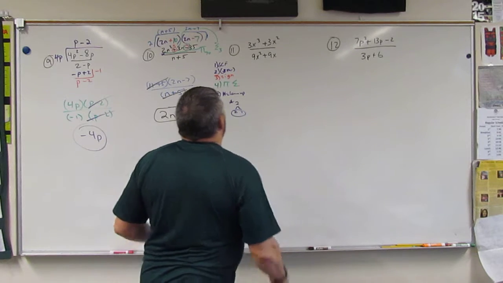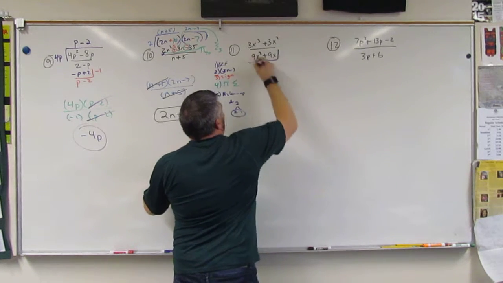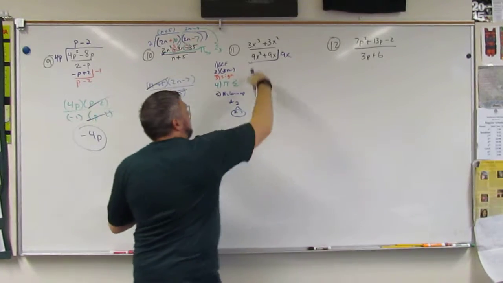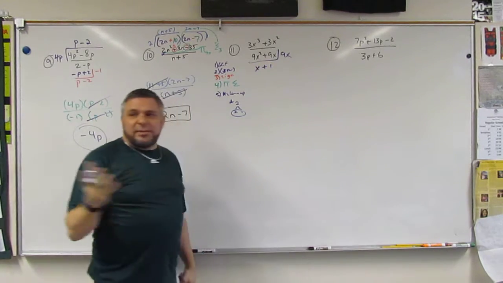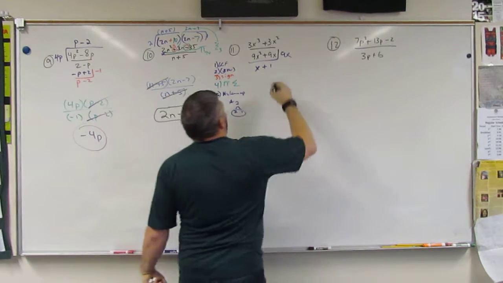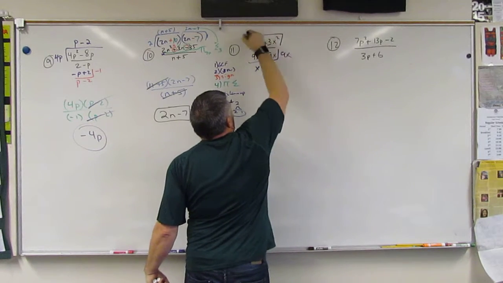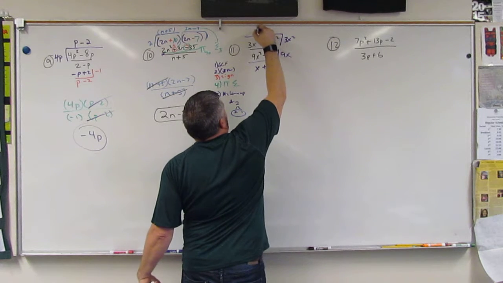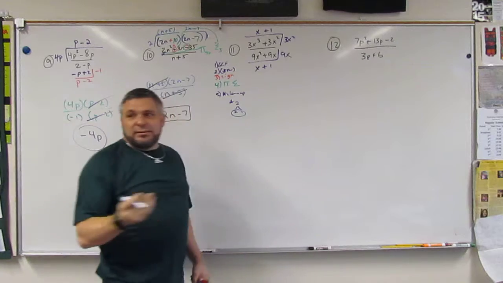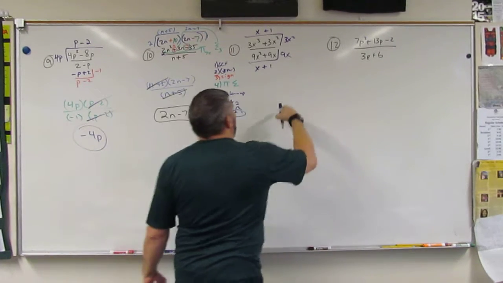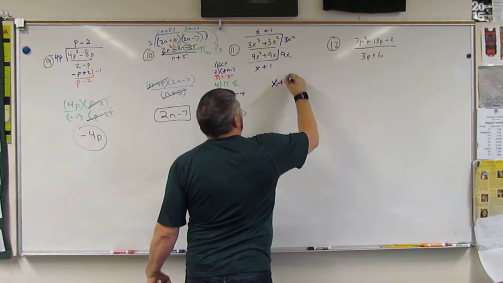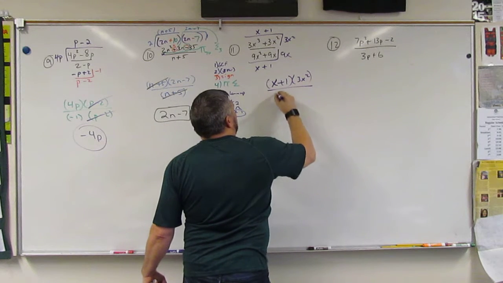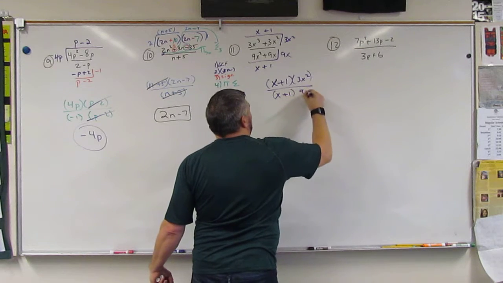Alright. What can I pull out of here? A 9x, right? And that leaves me with an x and a 1. Does that make sense? What can I pull out of here? 3x squared, which leaves me an x and a 1, right? So what am I left with? X plus 1 times 3x squared over x plus 1 times 9x.